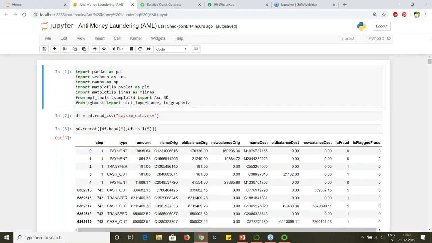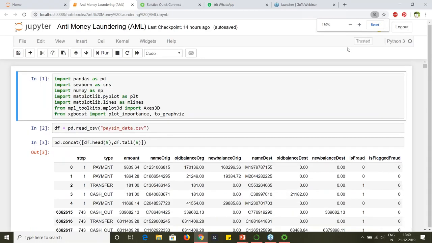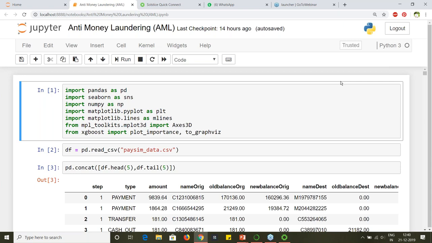Can you increase the font slightly? Control plus. Yeah. Enough? Yeah.